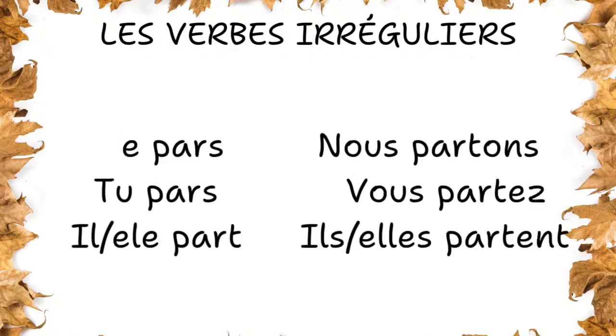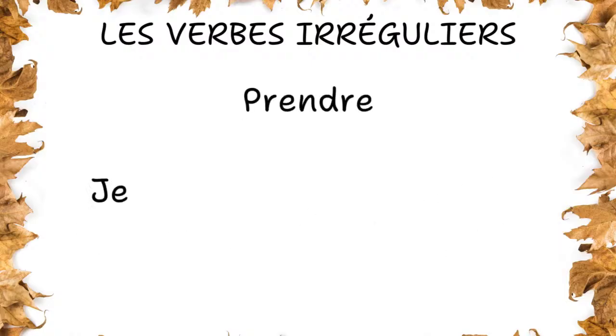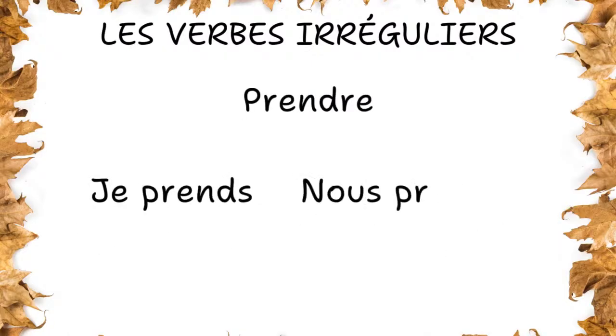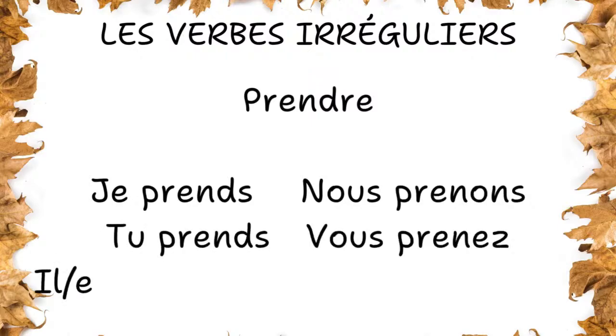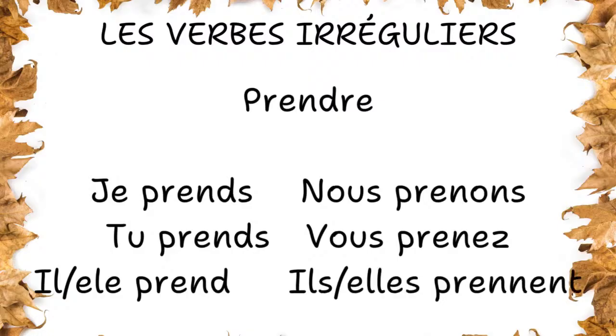Another verb that we're going to do is the verb prendre, which means to take. It's irregular even if it ends in RE, because on the nous and vous parts it changes in the plural. So it's going to be je prends, tu prends, il, elle prend, nous prenons, vous prenez, ils, elles prennent.